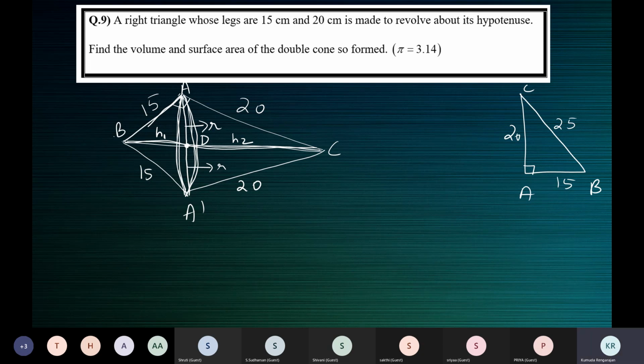You need to find the radius. All of this can be found. You can find the radius, H1 and H2. Everything can be found, but you don't need the values of H1 and H2, is what I'm trying to say.